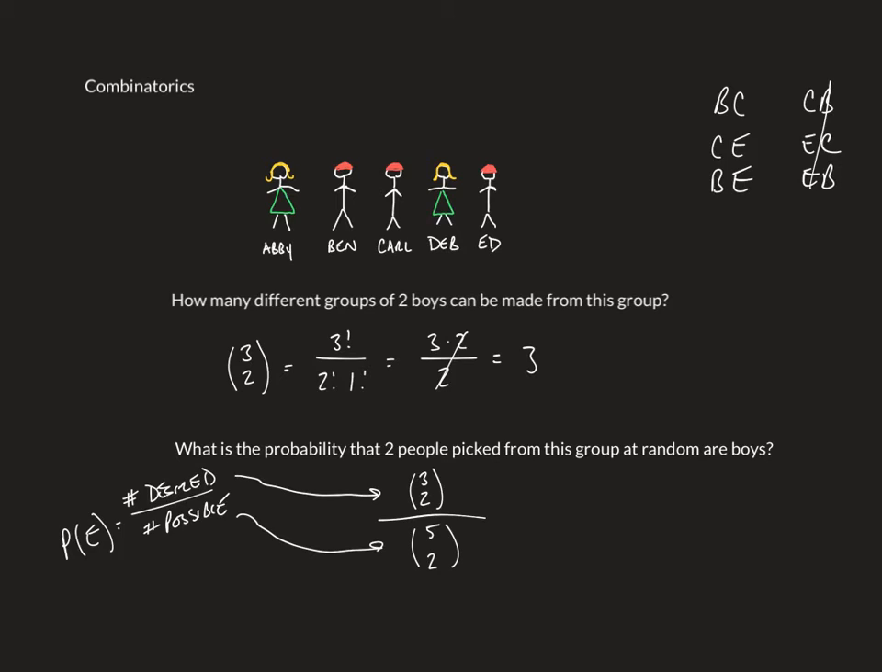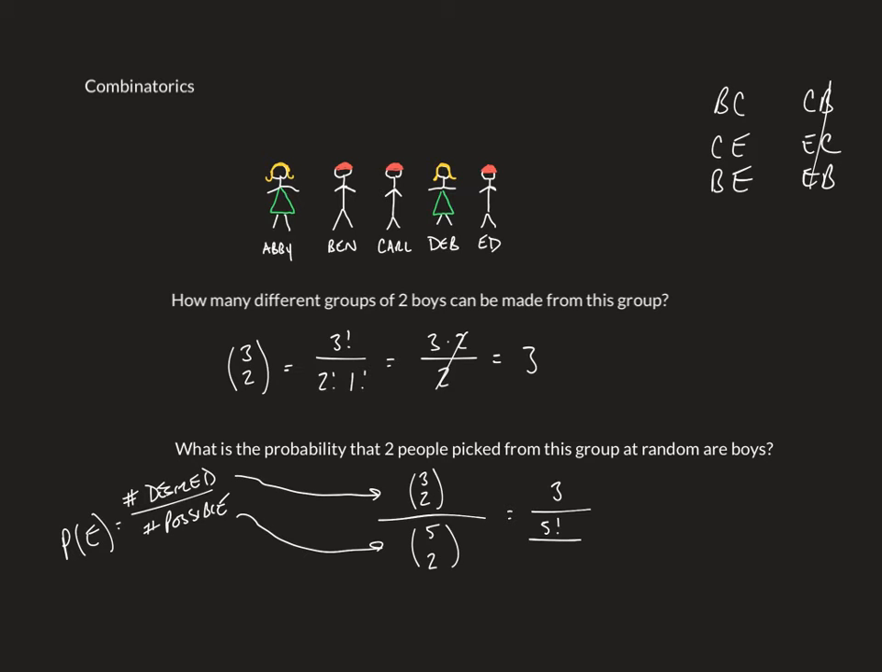So let's calculate this then. We already determined that the number of ways to choose 2 people out of a group of 3, with order not mattering, is equal to 3. And so let's calculate our denominator here. We'll use what we know about calculating these combinations.